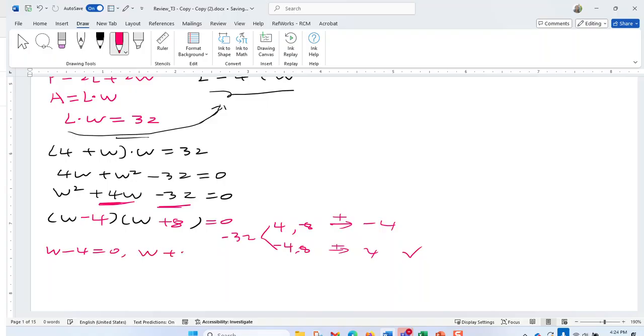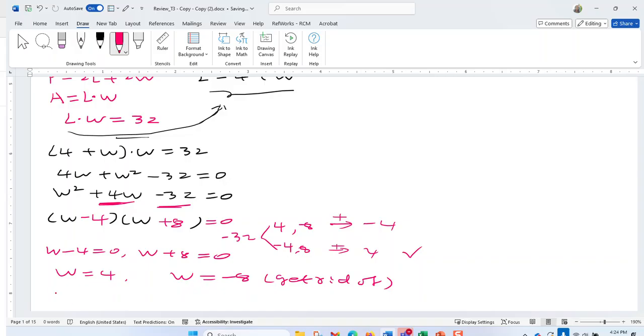This will be equal to 4. This one will be equal to negative 8. We're gonna get rid of this one. Okay, we can get rid of this one in here because this is a real application. We don't want the width to be a negative number. So this width will be 4 feet.